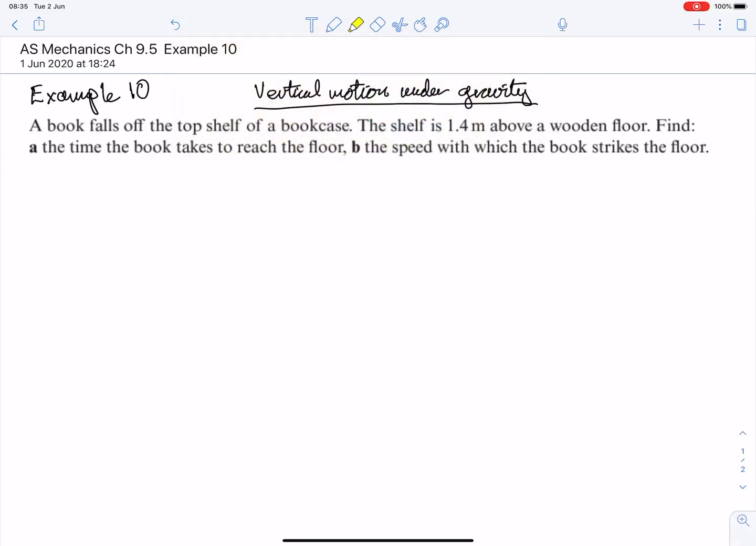A book falls off the top shelf of a bookcase. The shelf is 1.4 metres above a wooden floor. Find the time the book takes to reach the floor, and the speed with which the book strikes the floor. So we've got our book, we've got our floor. This distance here we're given as 1.4 metres.